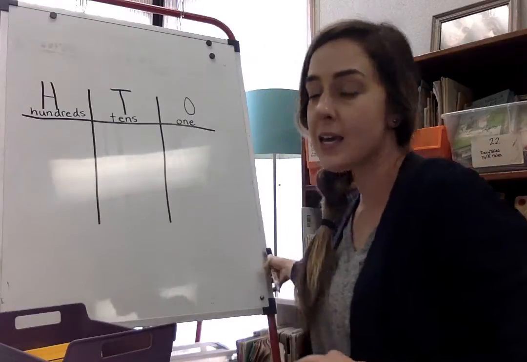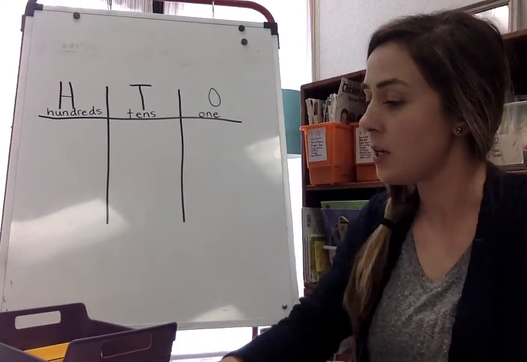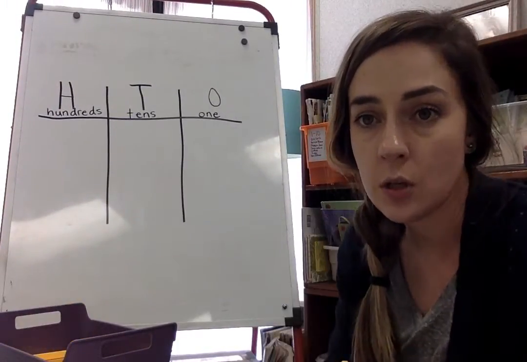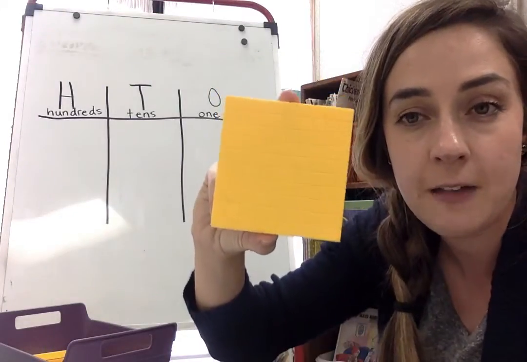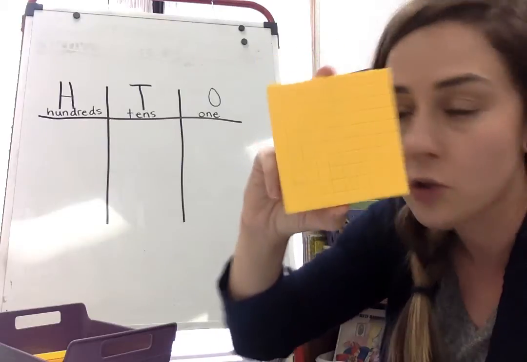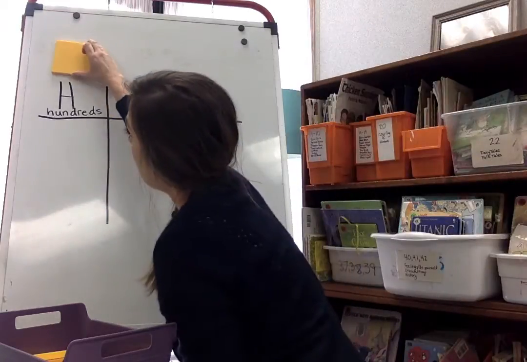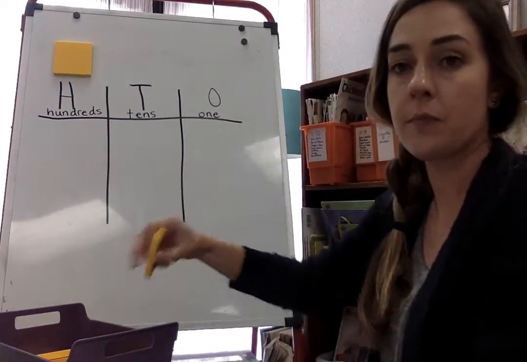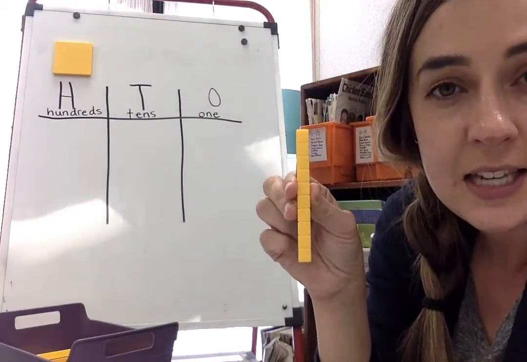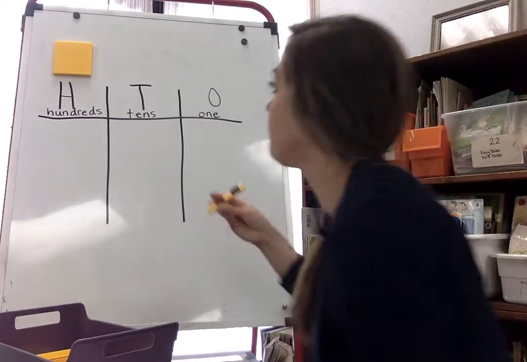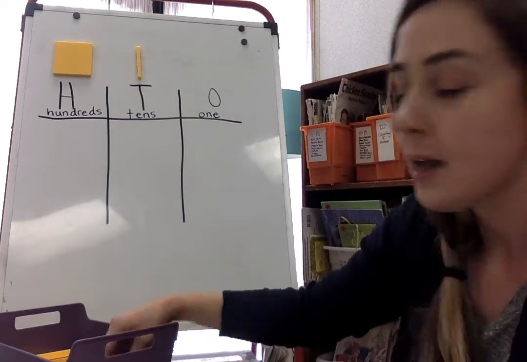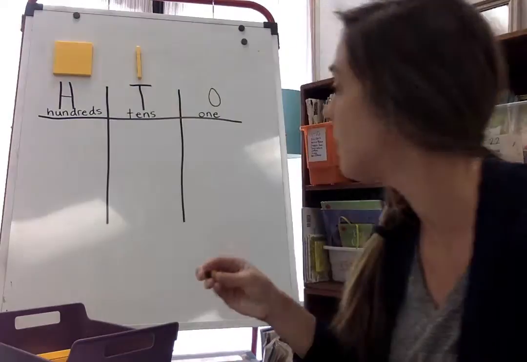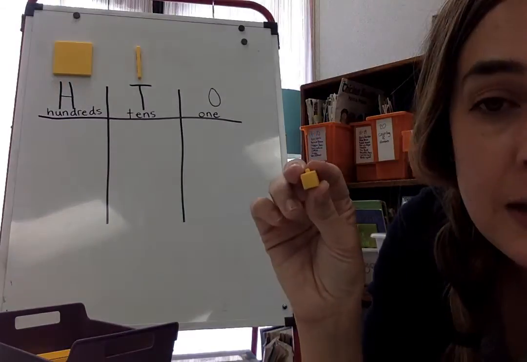All right, and if I want to show the hundreds place, I use a flat. This is a flat, and this equals 100. This is a stick, and this equals 10. And this is a cube, and this equals 1.